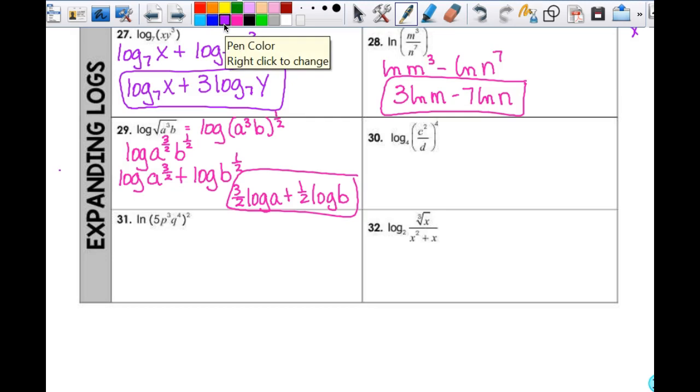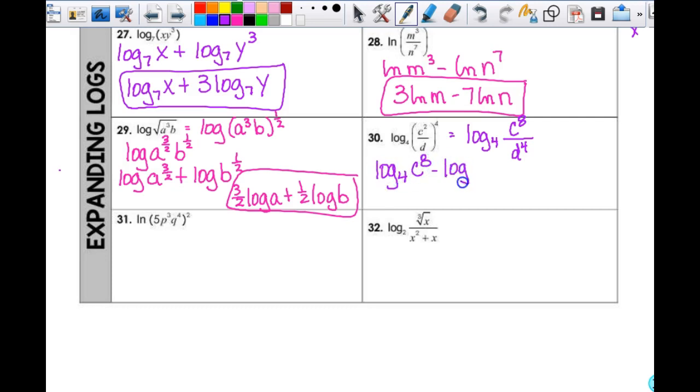So I'm going to do the same thing with this 4. I'm going to distribute it to both of them. So this becomes log base 4. So c squared to the 4th power is going to be c to the what? 8th power. And then d to the 4th also. Okay? Because if you have a fraction, you just do whatever it is to the numerator and denominator. So now this is quotient, so I'm going to subtract. This becomes log base 4 of c to the 8th minus log base 4 of d to the 4th.